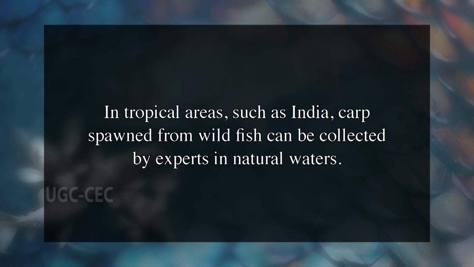In tropical areas such as India, carp spawned from wild fish can be collected by experts in natural waters. Collecting eggs or fry from wild fish is disadvantageous, however, because the breeder cannot influence the breeding stocks in a desired direction. And in Asia, the fry of common or golden carp are thus generally bred under culture conditions in hatcheries.